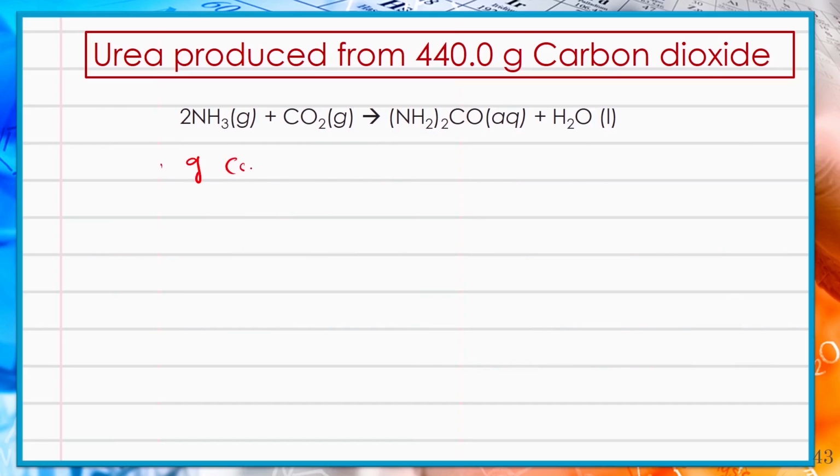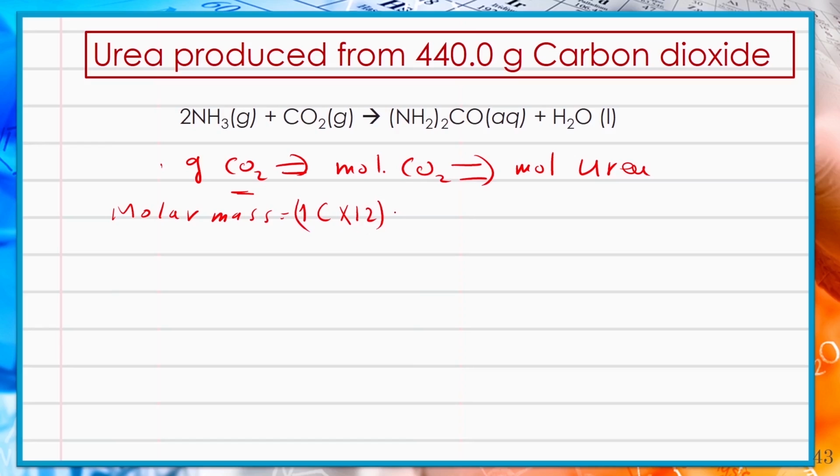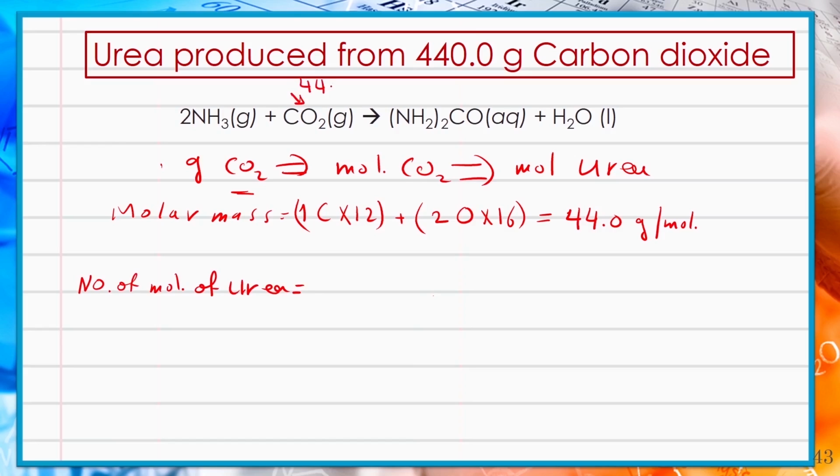Now we can do the same with carbon dioxide. We convert grams of carbon dioxide into number of moles of carbon dioxide, then we calculate the number of moles of urea. First, we calculate the carbon dioxide molar mass. 1 carbon times 12 plus 2 oxygen times 16 equal to 44 grams per mole. Then we calculate how many moles of urea can be formed using the 440 grams of carbon dioxide.